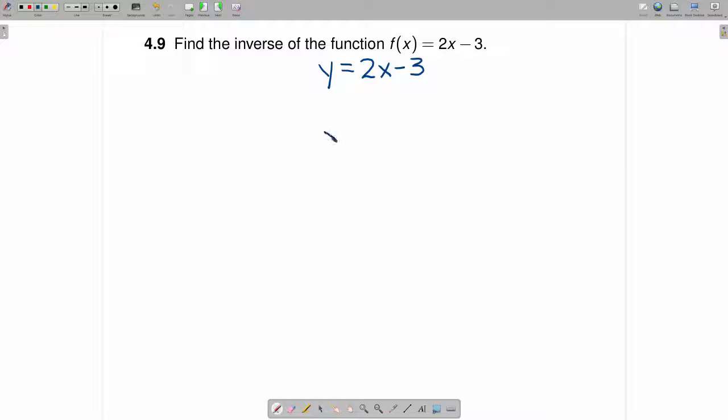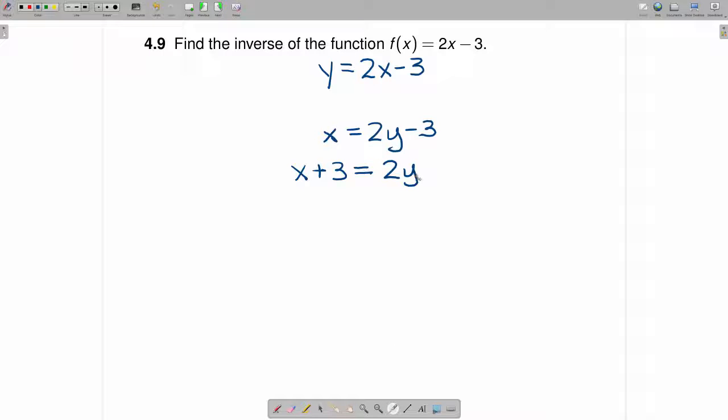That means you now have the equation x is equal to 2y minus 3. The next step is to solve this equation for y. So the first step in solving that equation for y is to add 3 to both sides of the equation. When you add 3 to the left-hand side of the equation, you get x plus 3. And when you add 3 to the right-hand side of the equation, you get 2y.